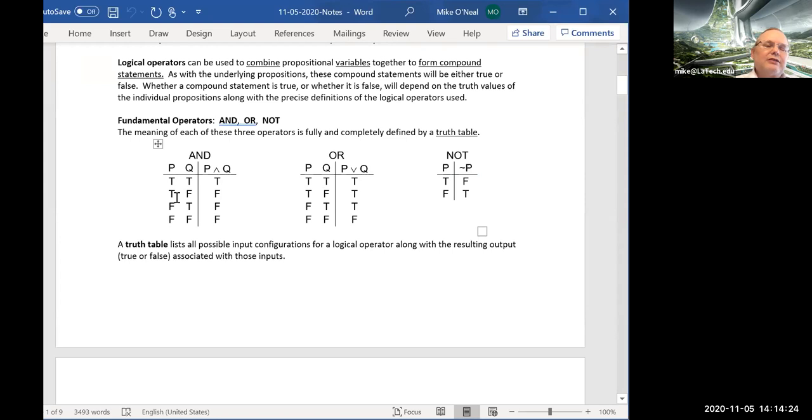If either of the propositions of the inputs are false, or they're both false, then the output is false. If I say something like, Mike is big and strong, okay? Now, those of you who've only seen me over webcam may not know the meaning of that. But anybody who's seen me in person, if I were to say, Mike is big and strong, is that a true statement? No, of course not.